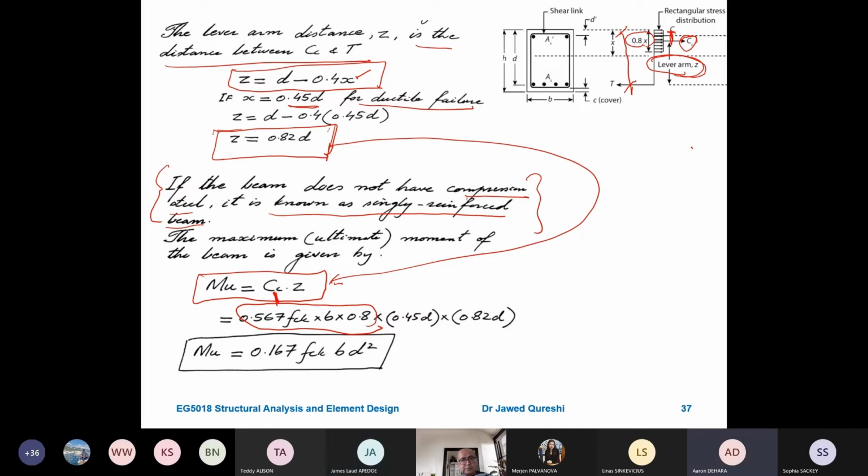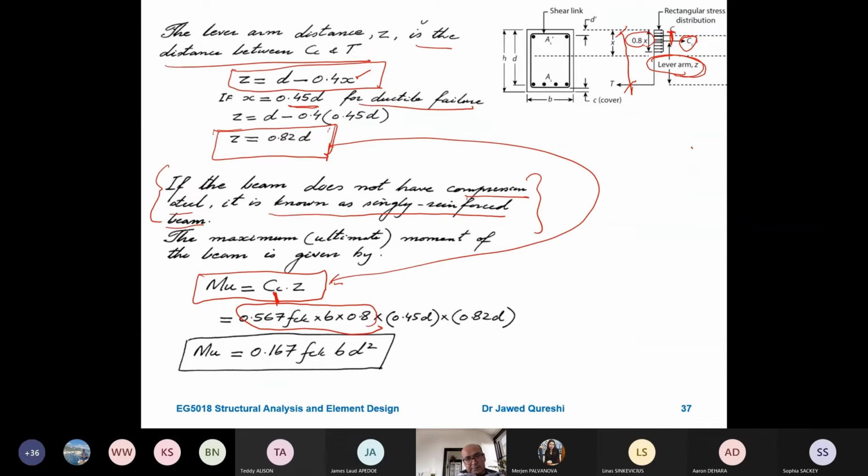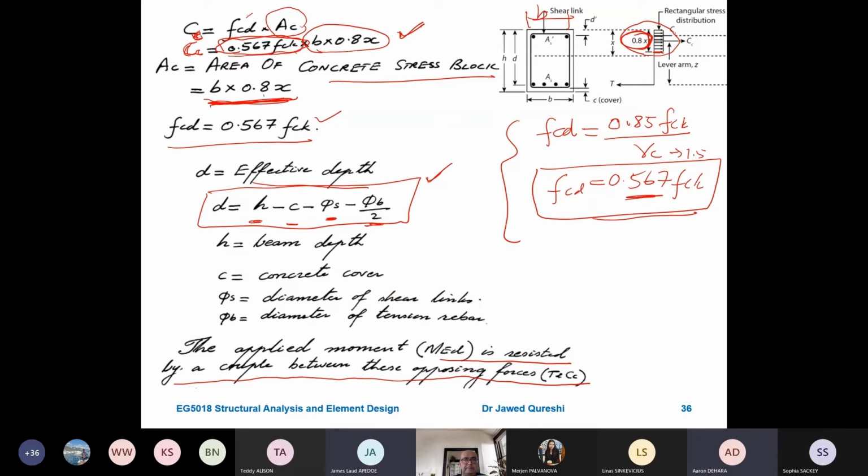Thank you. I'm a bit confused why you're timesing it by Z. Why is it 0.45D times 0.82D, because before we said it was just 0.82D? What we have done over here is replaced this x. It's 0.567 FCK B into 0.8 times x. We have replaced this x with its value. X is equal to 0.45D. So that's where 0.45D comes from. Okay, I get it. Can you just go back to the last page again quickly? Yes. Okay, I get it. Thank you. So we have replaced this x because for ductile failure, x should be equal to 0.45D.